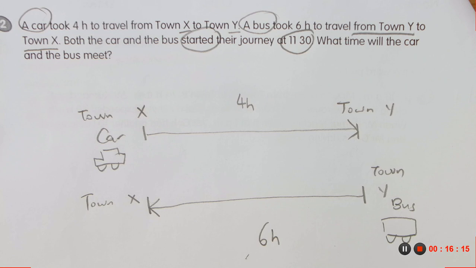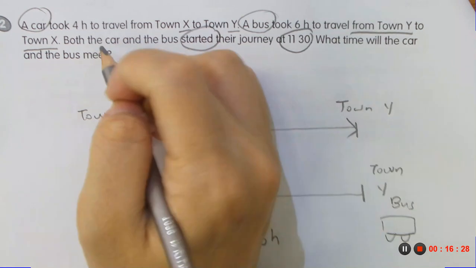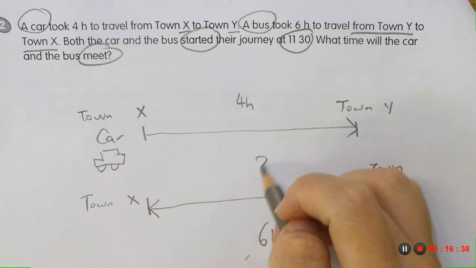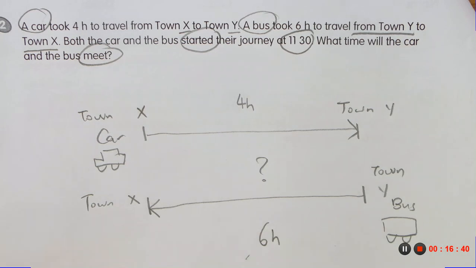Now, the thing is this: who is slower? The bus. It takes a much longer time to reach the destination. The car is faster. Now the question is, they say they will meet. They travel at different speeds, how come they will meet? So they meet where? Correct. They will meet somewhere in the middle. But we don't know where. That's the problem.